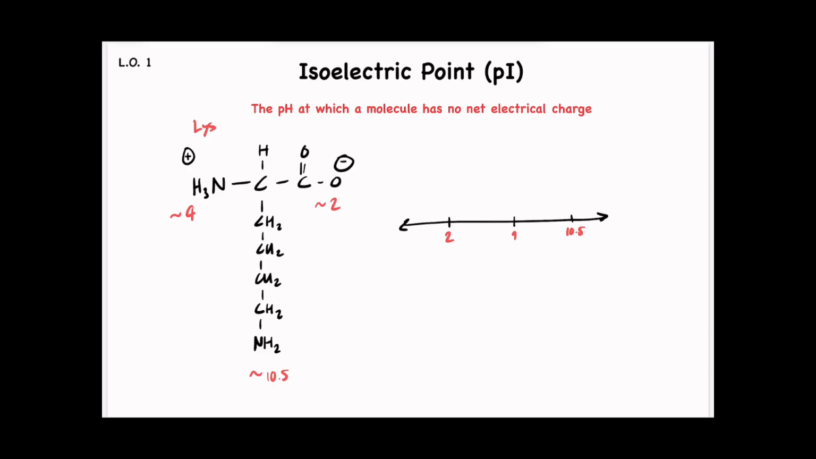Now that we've drawn all these pKa's onto our number line, we're going to start thinking about when the net electrical charge of the lysine is 0. Let's think about when it is possible that the net electrical charge of our lysine is 0.